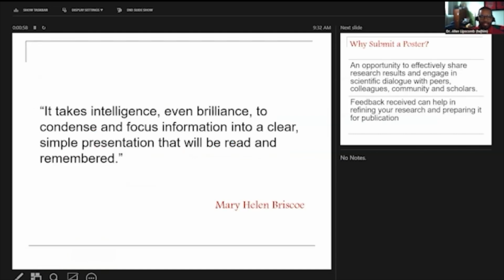The quote is, "It takes intelligence, even brilliance, to condense and focus information into a clear, simple presentation that will be read and remembered," end quote. This is something that really takes consistency. It takes a level of intentionality to really condense and make concise what you are trying to convey to the audience, right? To those who will be reading and seeing and viewing your presentation.